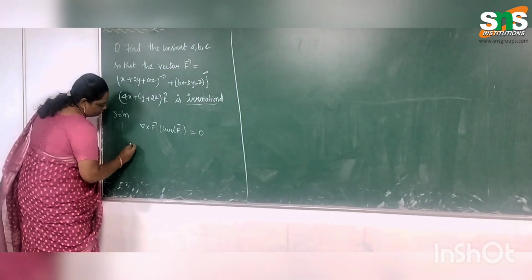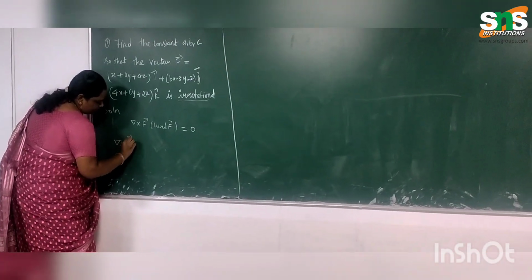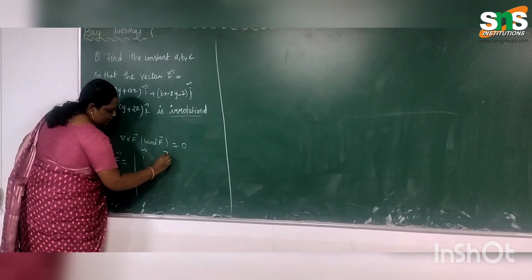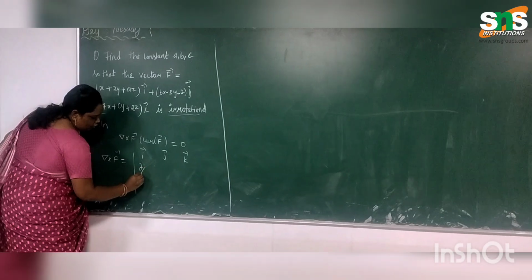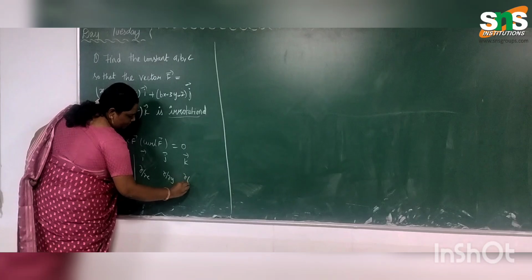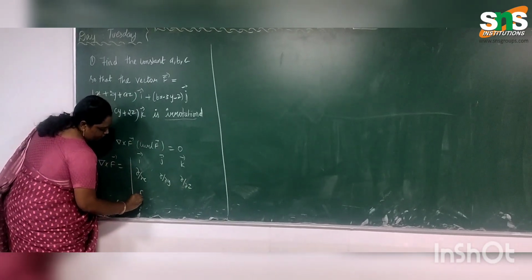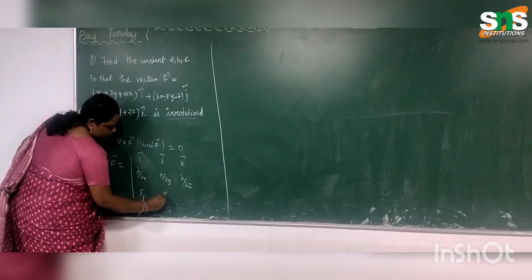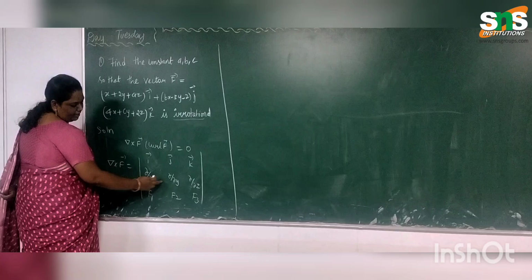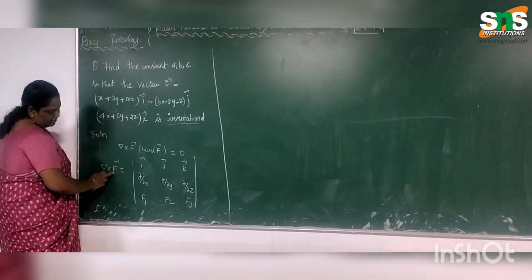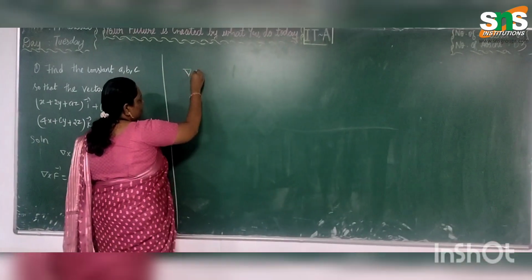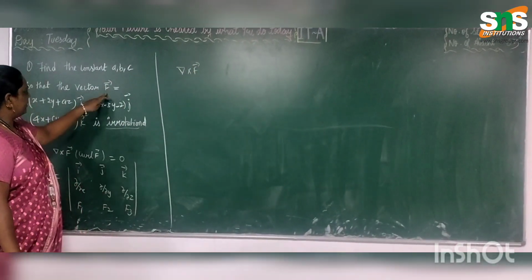So now we are going to introduce the formula for del cross F, which is equal to the determinant with i vector, j vector and k vector, then dou by dou x, dou by dou y, dou by dou z, and then the function f1, f2, f3. So the components of del are dou by dou x, dou by dou y, dou by dou z, and the components of the function are f1, f2, f3. Now we are going to calculate del cross F for the given function F.